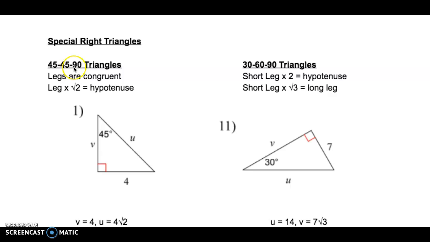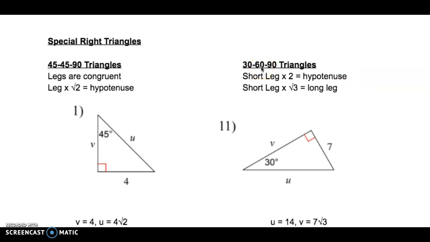For 45, 45, 90, the legs are congruent. So here's one down here. The legs would be side V and side 4, so they would be congruent. Remember that the other side, across from the right angle, is the hypotenuse. The other property is any leg times radical 2 equals the hypotenuse. So that's for this type.